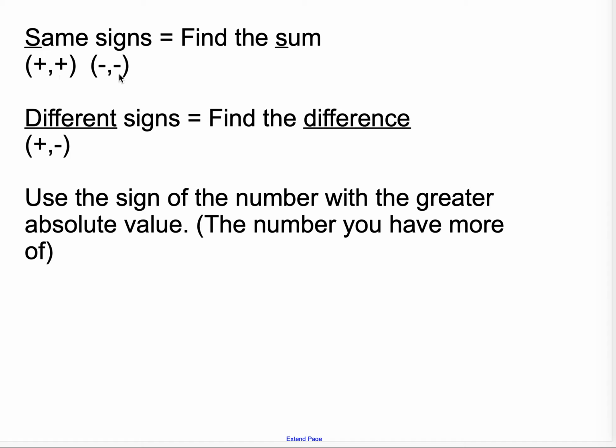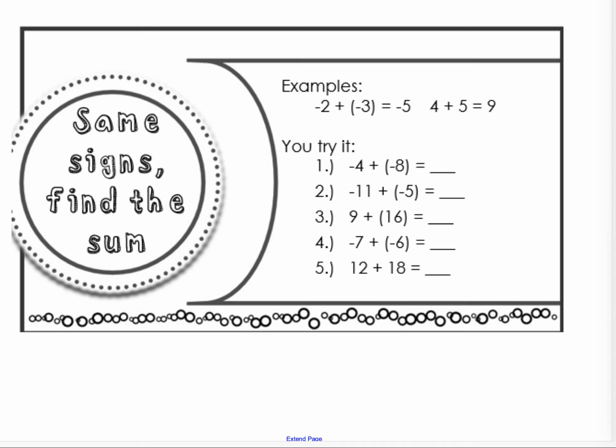Two positives, two negatives, you're adding the numbers the way you normally would. And then if you have negatives, your answer is going to be negative. If you have different signs, you find the difference. Different and difference sound very similar, they're underlined. And that's to help you remember when you have one positive and one negative, you're actually going to be subtracting those values. Then use the sign of the number with the greater absolute value, which means the number you have more of. So if you have more negatives, answer's negative. More positive, answer's positive.